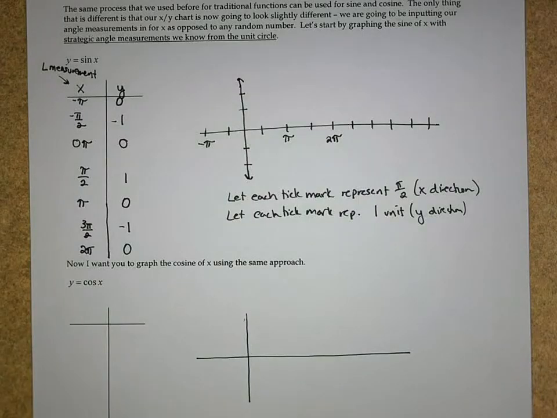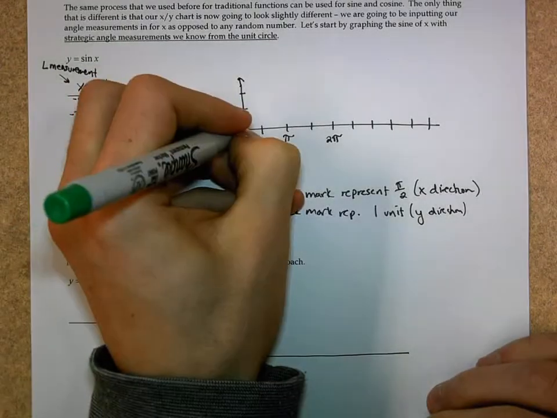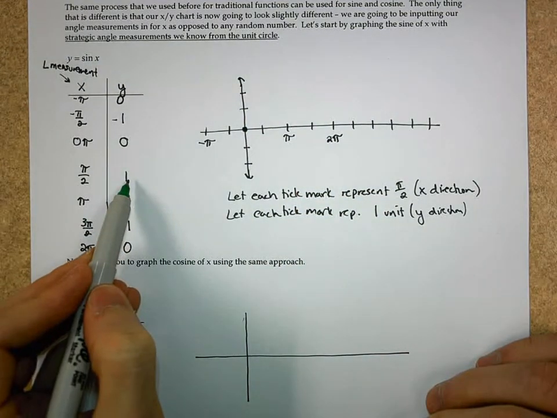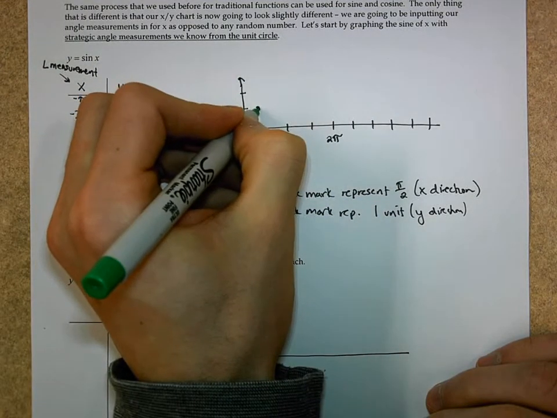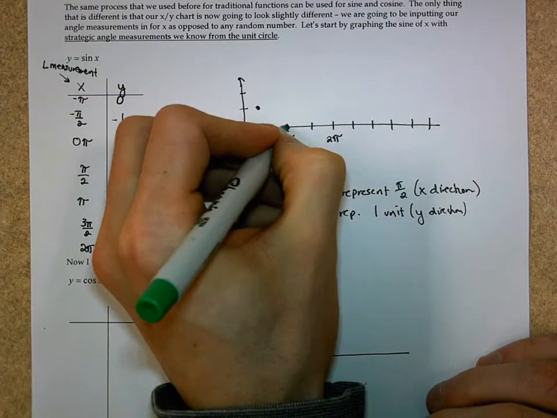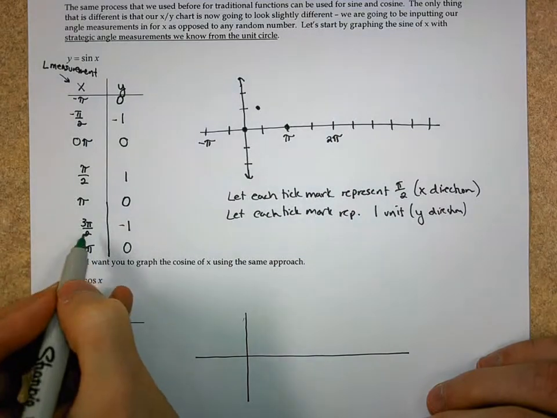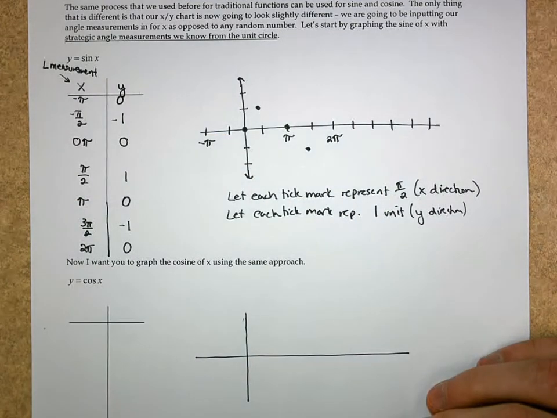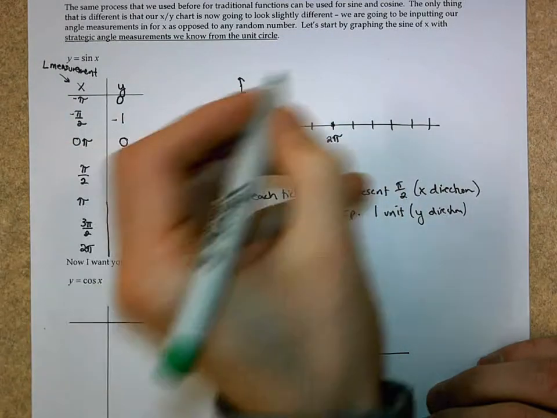And now I'm going to plot out those points that I see from my chart. Here I see 0 pi and 0, which means I'm going to be right there. Here, pi over 2 and 1 unit up. So this is pi over 2, 1 unit up. pi and 0, 3 pi over 2 negative 1, and then 2 pi 0.